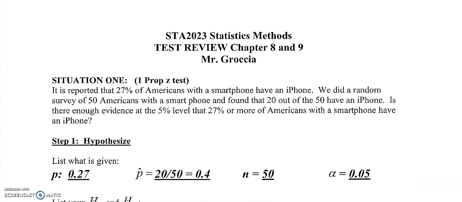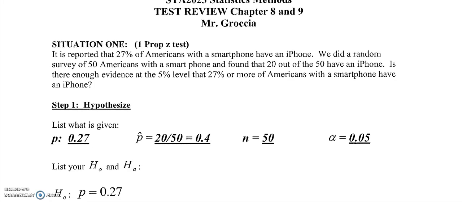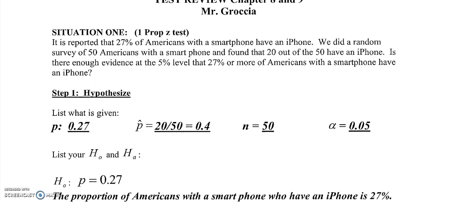And what we have is P, which is the proportion of all Americans, is 27%. P hat, which is our sample proportion, is 20 out of 50, which is 0.4. N, which is our sample size, is 50. And our alpha is 0.05 because it's a 5% level. We're first going to talk about H0 and HA.